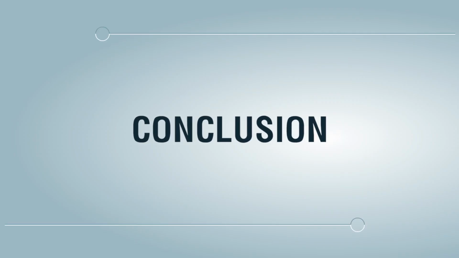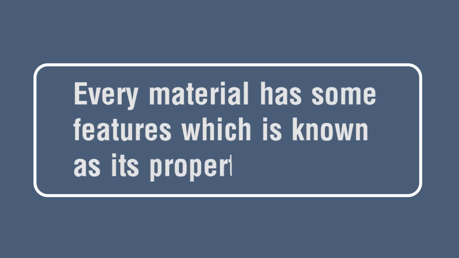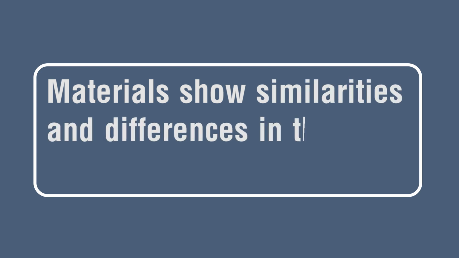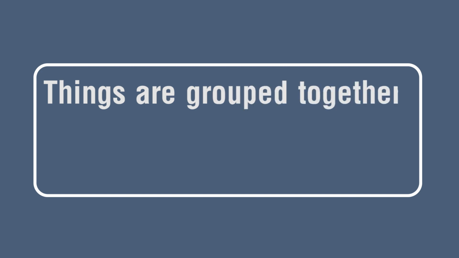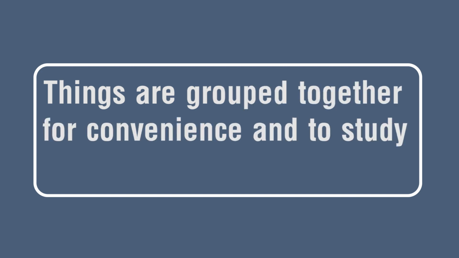Conclusion. Every material has some features which is known as its property. Materials show similarities and differences in their properties. Things are grouped together for convenience and to study their properties.